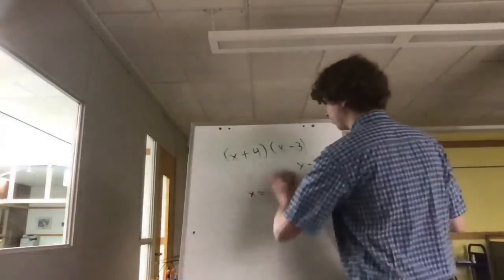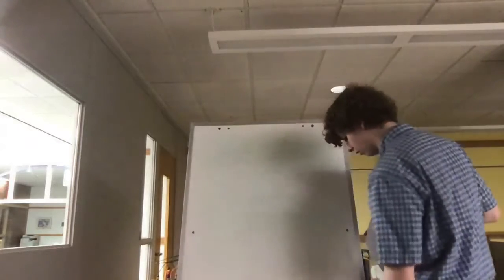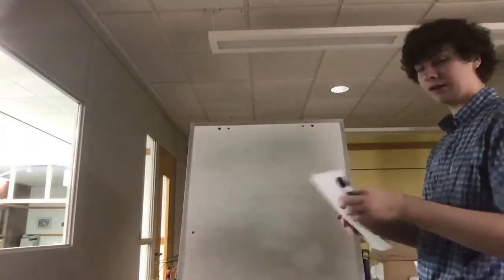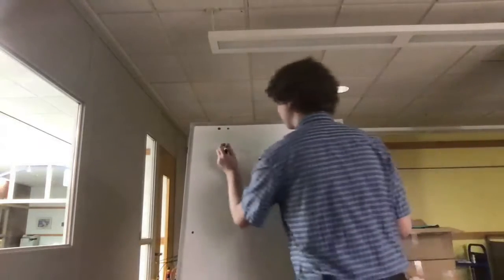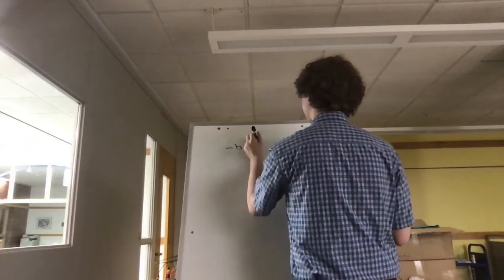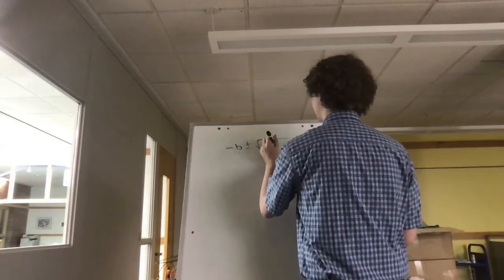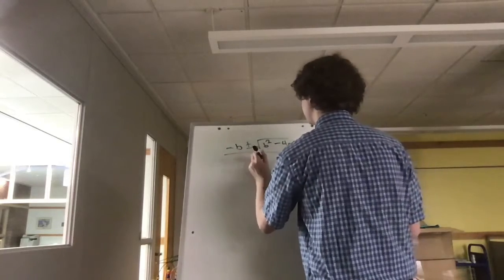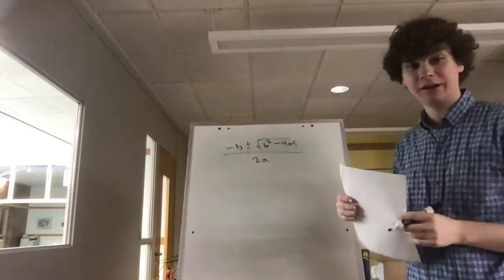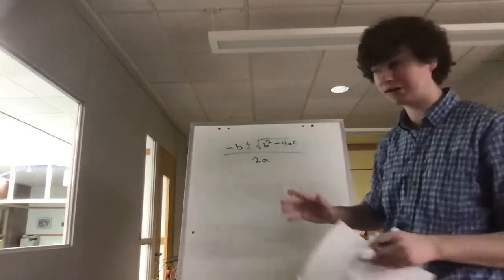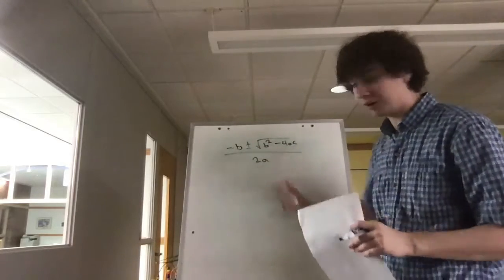So I'll erase this. The quadratic formula is -b plus or minus the square root of b squared minus 4ac over 2a. Now that's a lot of letters. I personally don't like letters as much as I like numbers. So let's figure out what all these mean.